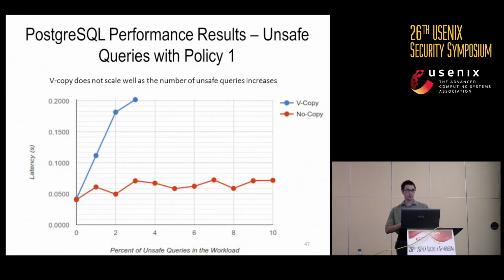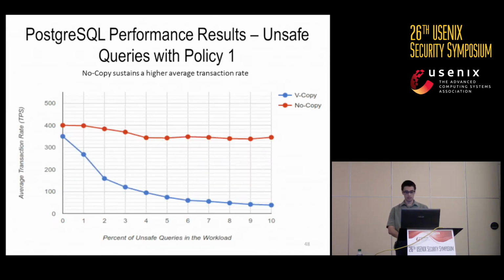We see that vcopy, as we saw previously, is actually very slow, especially as the number of queries increases, whereas no copy has a relatively small change as the number increases. And in terms of the average transaction rate, the no copy strategy bottomed out at around 350 transactions per second, whereas the vcopy strategy drops very quickly.